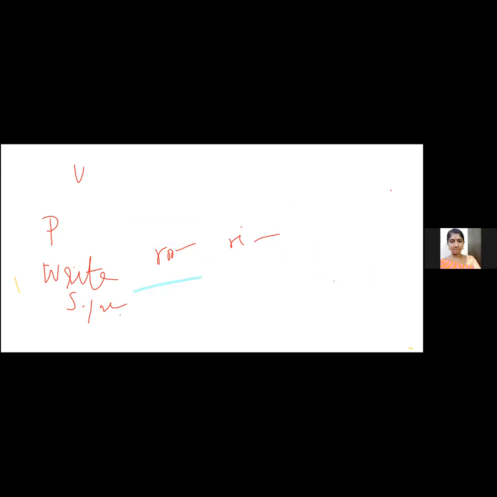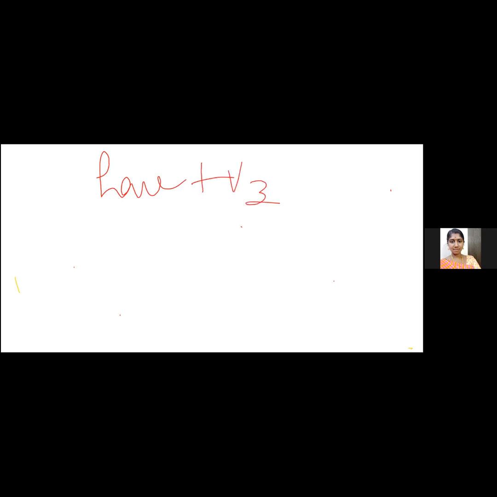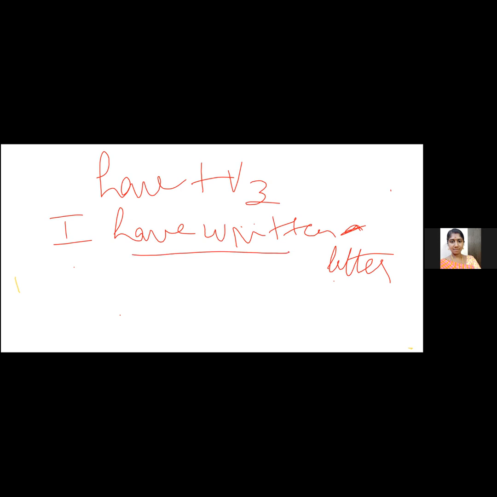Now we are moving to the next one, the present perfect tense. What is present perfect tense? Very simple: have plus V3. First person singular: I have written a letter. This is the present perfect tense. What is the plural form? We have written a letter.